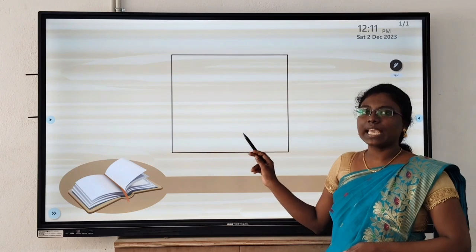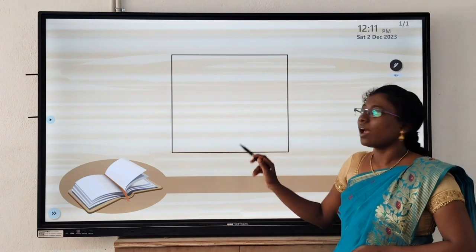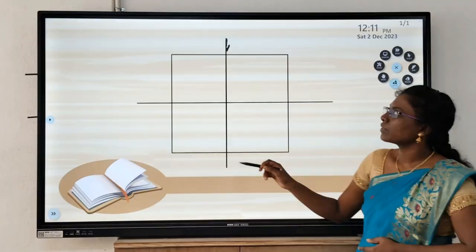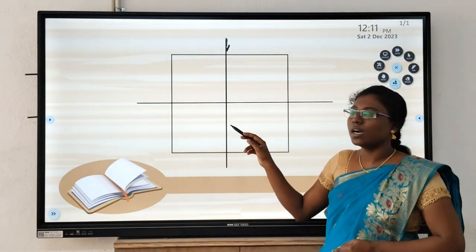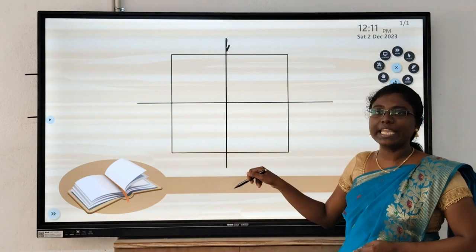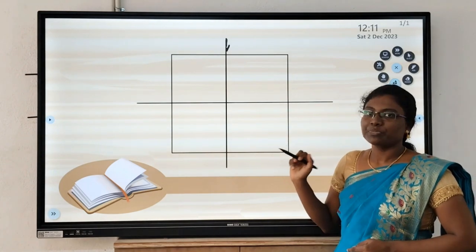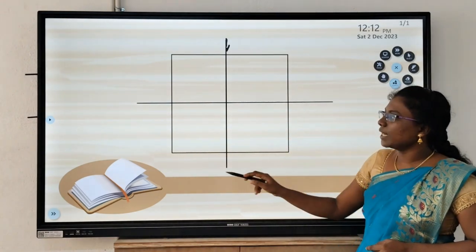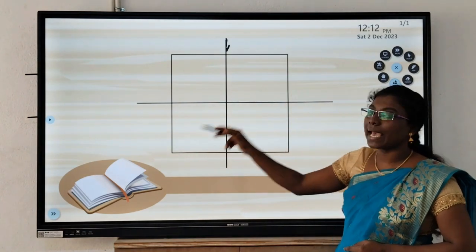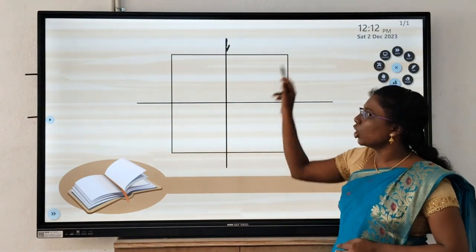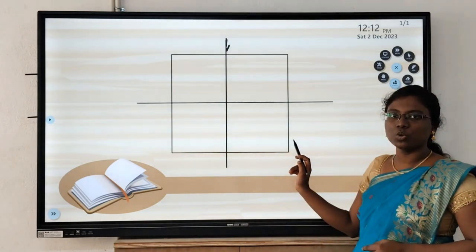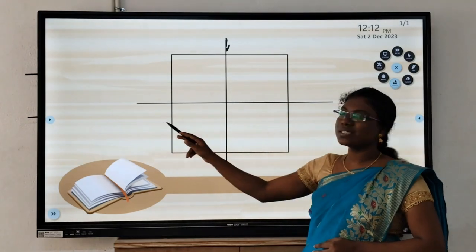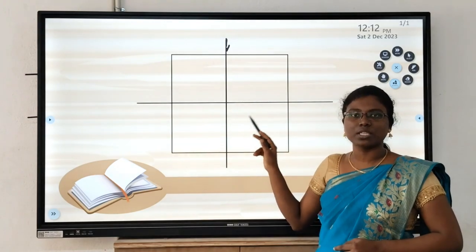So first I have taken a square shape. Here I am going to split it into 4 lines of symmetry. First I have drawn a horizontal line in the middle of the square. Next, this is a vertical line I have drawn here. Next we can draw lines along the 2 diagonals of the square. First horizontally and vertically I have drawn the lines of symmetry.